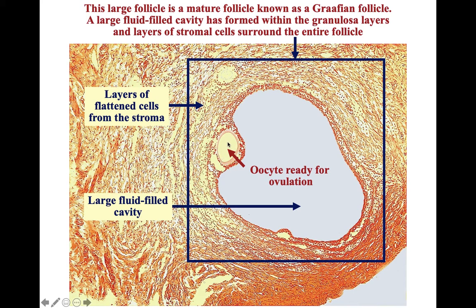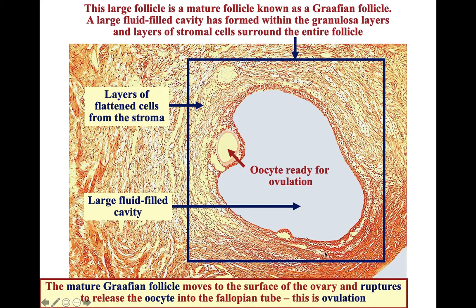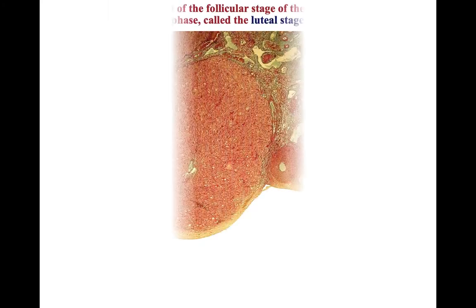So this oocyte is going to get released, start traveling through the fallopian tube, and potentially will get fertilized inside the fallopian tube. This point in time, when the Graafian follicle ruptures and releases the oocyte, is what we call ovulation. Okay, so the next slide.